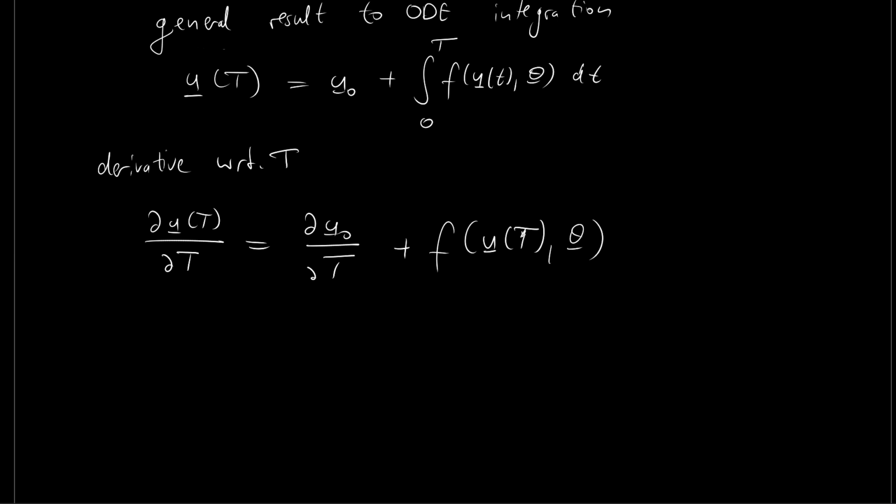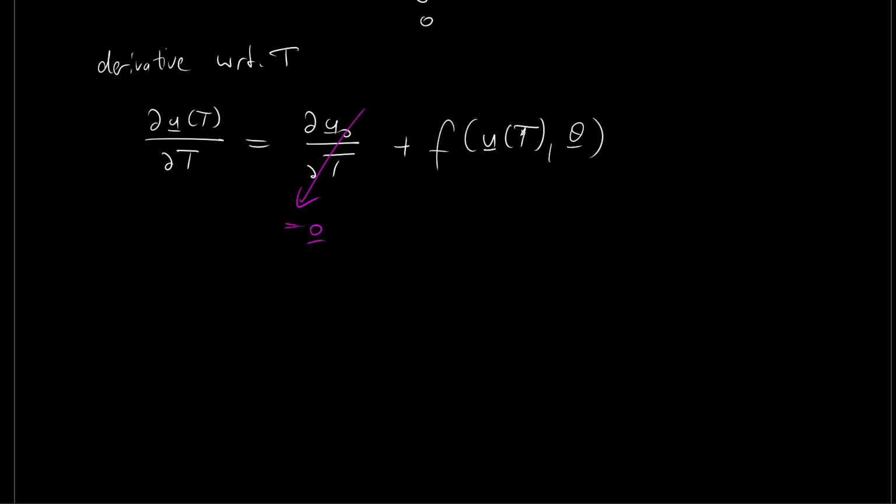We here have the derivative of the initial condition with respect to capital T. So how does the initial condition depend on the length of the integration horizon? And that is of course 0. So there is no contribution from that part here. And as such, we will find that the, in quotation marks, Jacobian of the output of our primal pass with respect to the capital time is the right-hand side evaluated at the primal output and the concrete parameter vector theta.